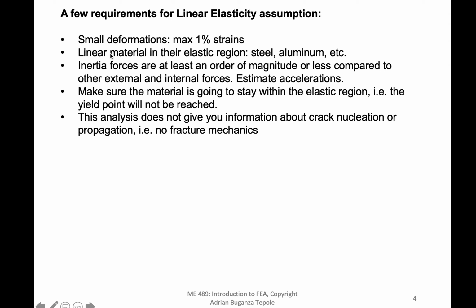Another one is that the material has to be linear. That's why we call it linear elasticity. So the material has to be linear, and it has to be in its elastic region. This is, for example, the classical engineering materials, steel, aluminum, and so on. It won't work for other materials that are very soft. So this won't work for rubbers, for example, because rubbers are nonlinear materials.